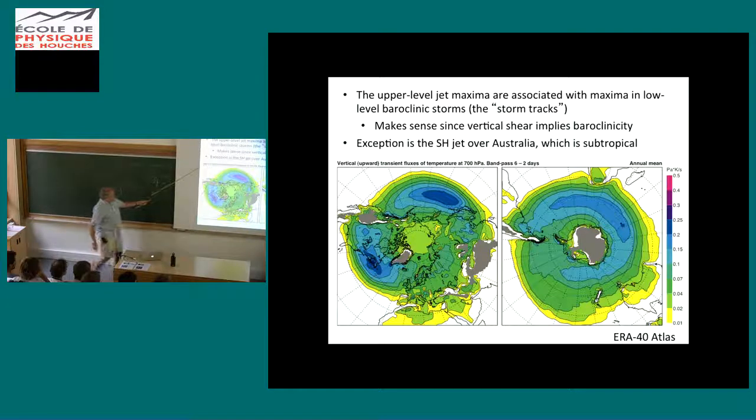So first of all, it's the upward temperature flux, but it's at 700 hectopascal, which is the lower troposphere. So 700. So that's, I don't know, maybe 3 kilometers or something, is a guess. So it's the lower troposphere and band pass.